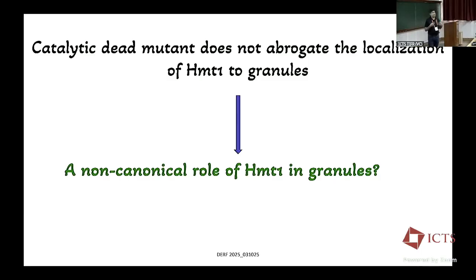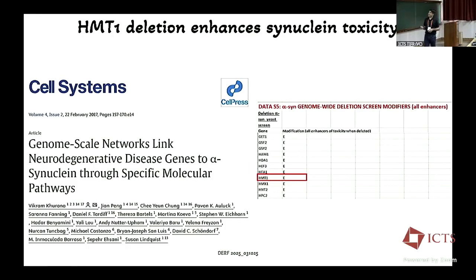So Sakshi started looking at the literature and tried to come up with different kinds of ideas, and after going back and forth with many different hypotheses and theories, she basically came across a publication from 2017 from Susan Lindquist's lab, where they expressed synuclein in yeast cells and looked for modifiers of synuclein. And one of these modifiers turns out to be HMT1. What they found was that deletion of HMT1 enhances synuclein toxicity, right? So you get rid of HMT1, you express a human protein in yeast cells, and that modulates its toxicity.